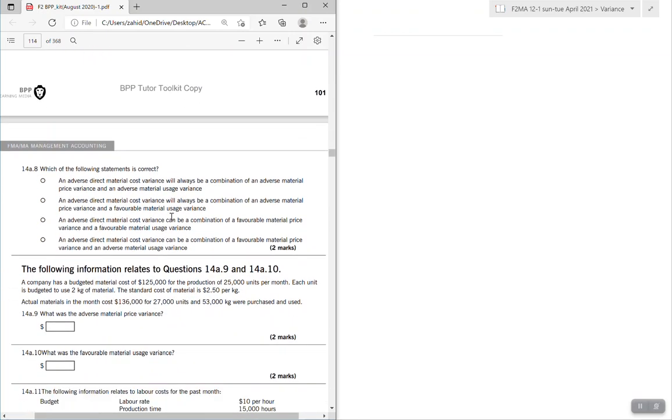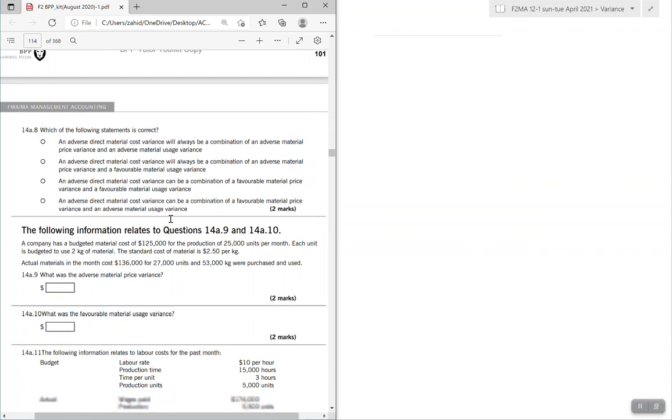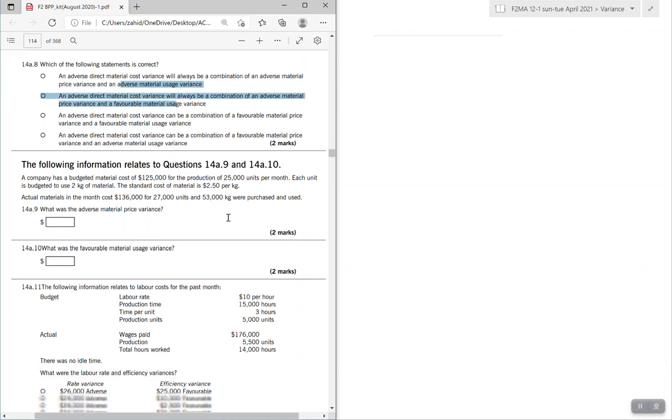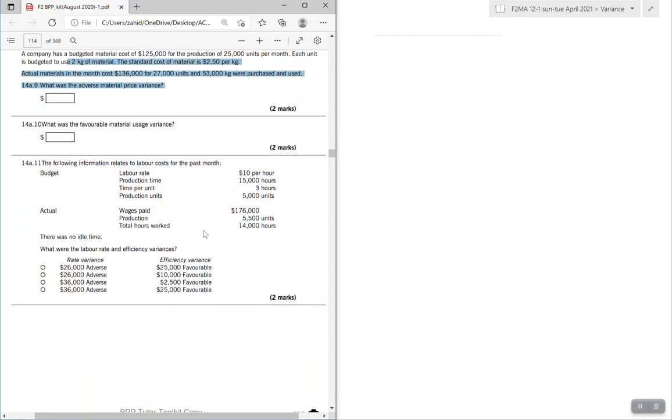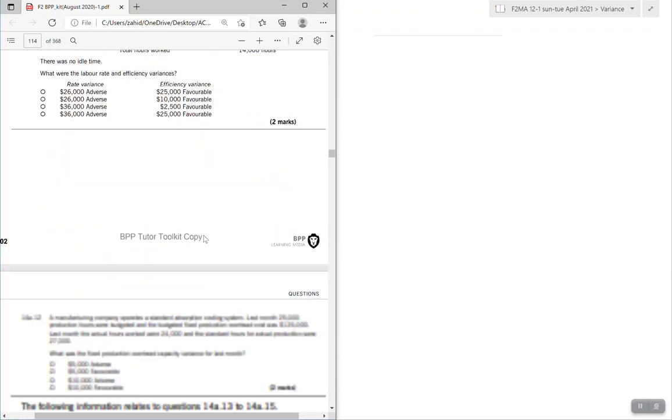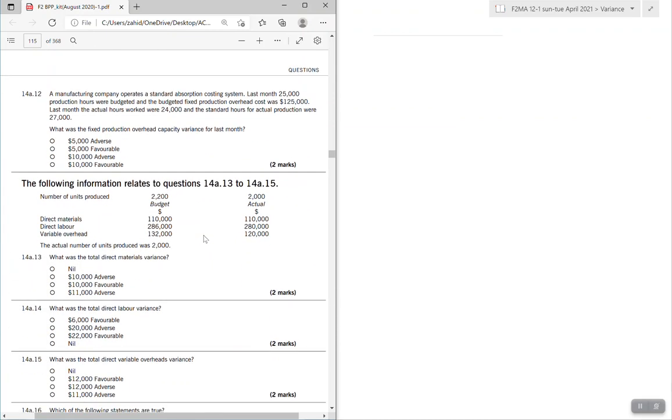Which of the following statements is correct? I don't think it is a very important question. I will skip it. This isn't any difficult question either, so I will only focus on the ones that are new and difficult.